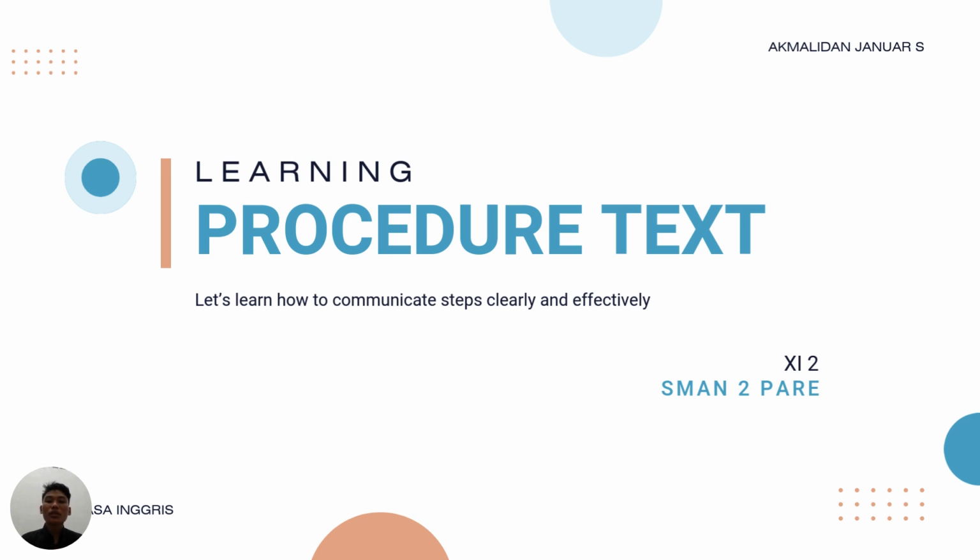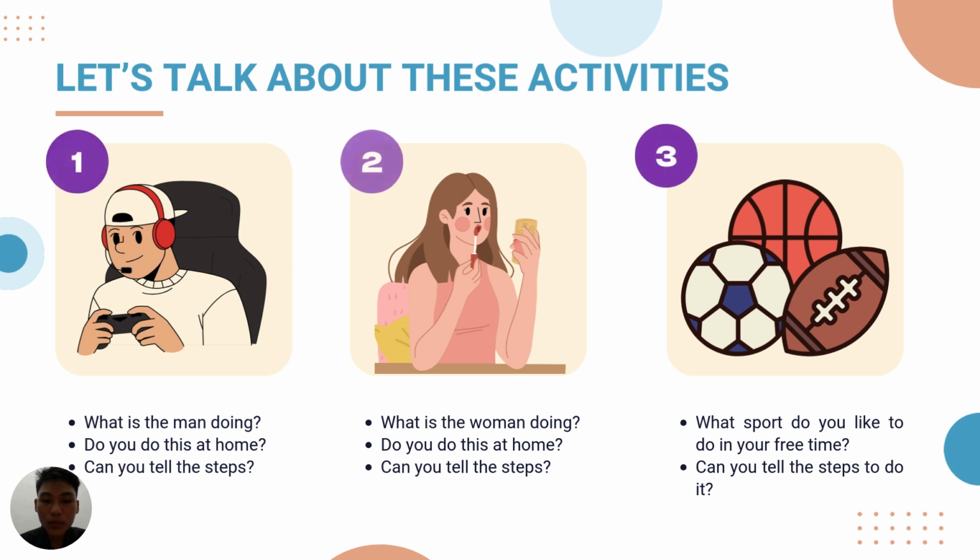Learning procedure text. Let's learn how to communicate steps clearly and effectively. For 11th grade, senior high school 2 Pare. Here we go. Remember, yesterday we have already learned about procedure text, right? Procedure text is a text that explains how to do something, how to make something, how to use or operate something. That's what we call the definition of procedure text.